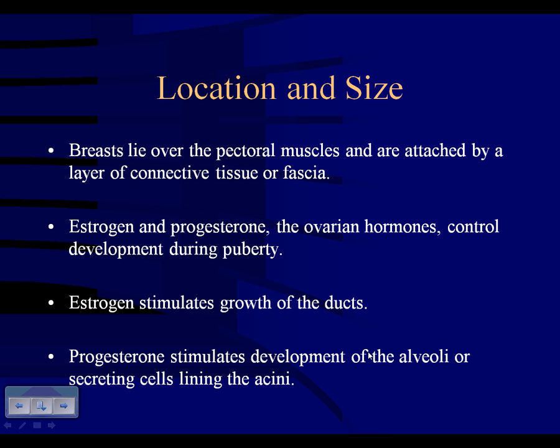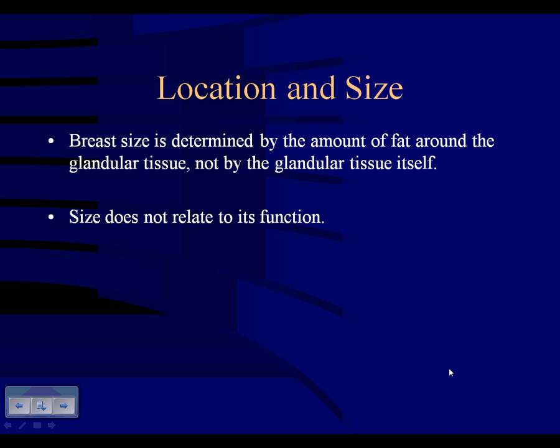Estrogen and progesterone, as I mentioned, are the hormones that control the development. Estrogen stimulating the ducts, progesterone stimulating the development of the alveoli, or the acinar cells, the secretory cells that line the acini. Now, breast size is determined by the amount of fat around the glandular tissue. Now, keep in mind the ducts and the acini are all different types of glandular tissue.